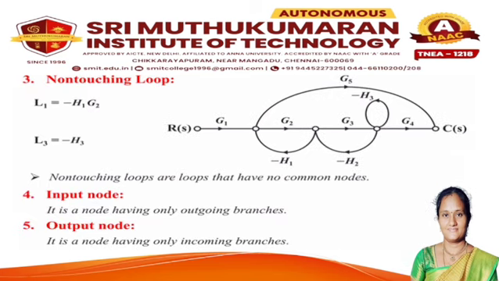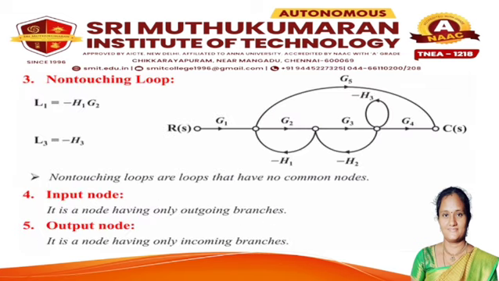Then non-touching loops. These are loops that do not share any common node. They are independent of each other. These two loops do not touch, so they are non-touching loops.